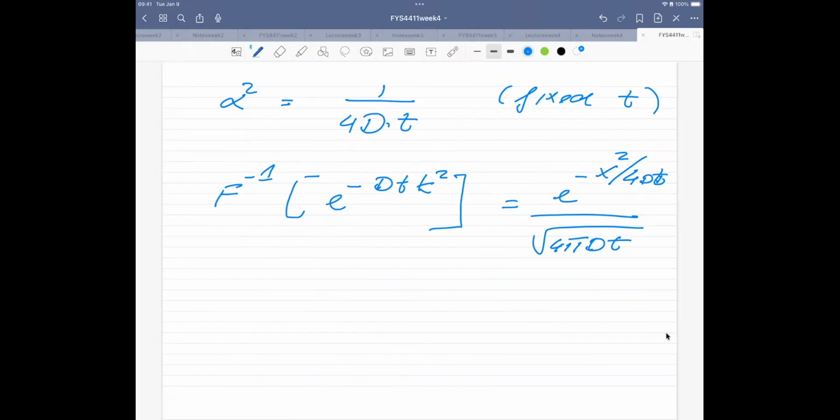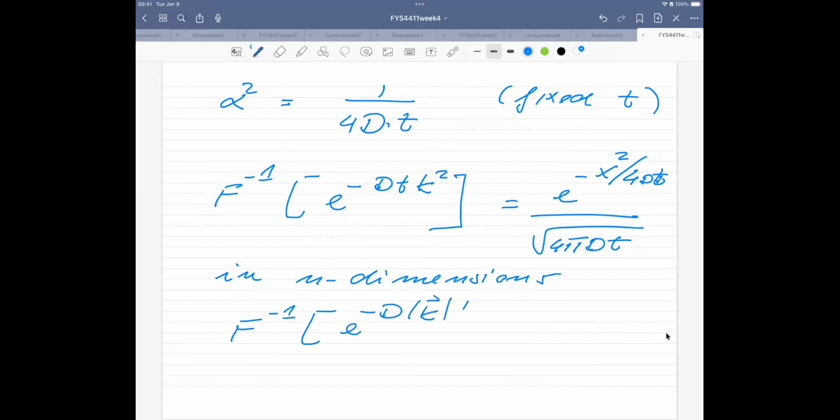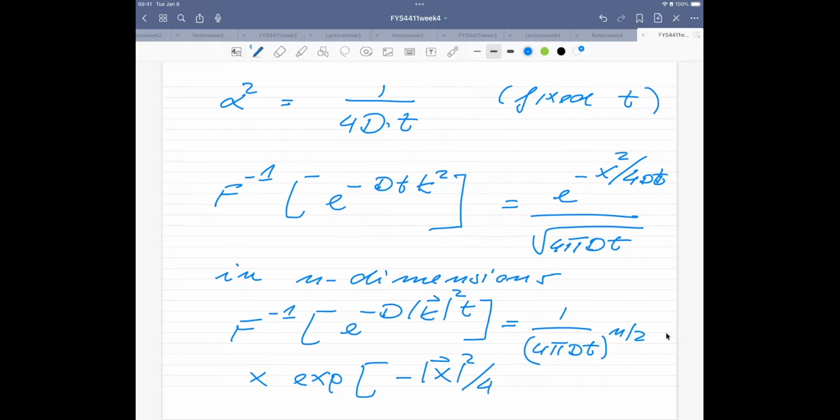And if I do this in n dimensions, this also simplifies, so that the inverse Fourier transform of the expression e to the minus D k squared t is simply given by 1 over 4 pi D t to the power n over 2, multiplied with the exponential of x squared divided by 4 D t. Actually, what you see here is called the fundamental distribution of the diffusion equation.